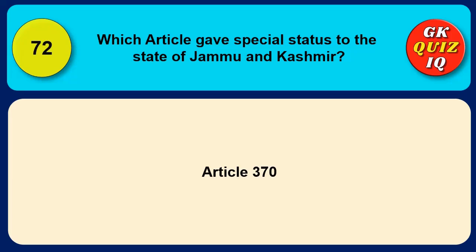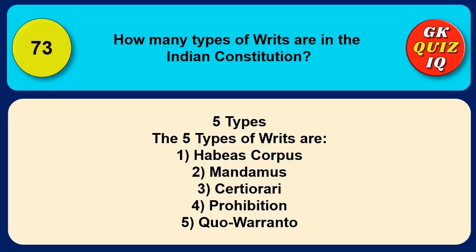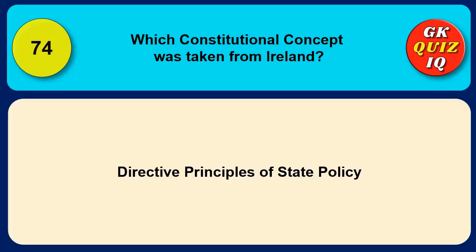Which article gives special status to the state of Jammu and Kashmir? Article 370. How many types of writs are in the Indian Constitution? 5 types. The 5 types of writs are habeas corpus, mandamus, certiorari, prohibition, quo warranto. Which constitution concept was taken from Ireland? Directive principles of state policy.